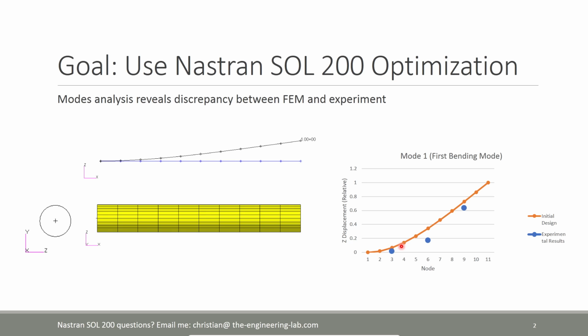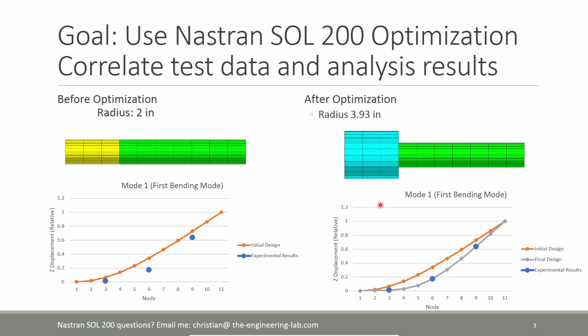And now here in blue, we've taken the same finite element model and we've performed a physical experiment on something comparable. Here in blue, we have our experimental results. And here the challenge is that our finite element solution is not correlating with experiment. So our goal is to address this discrepancy.